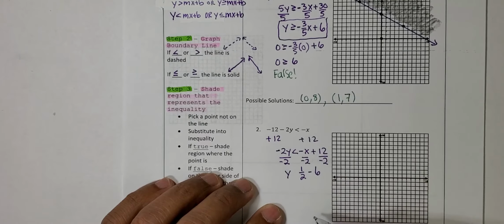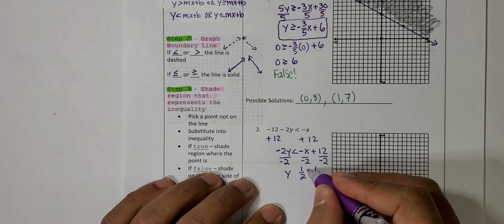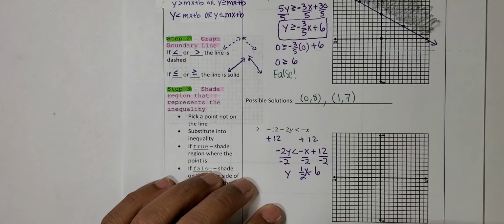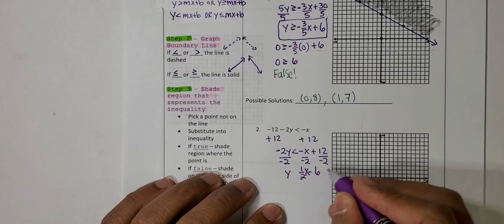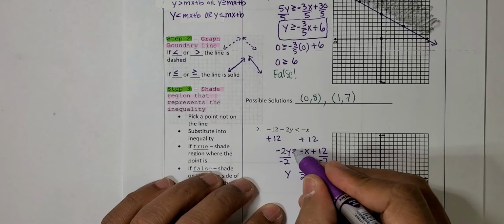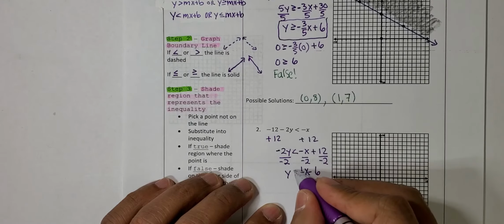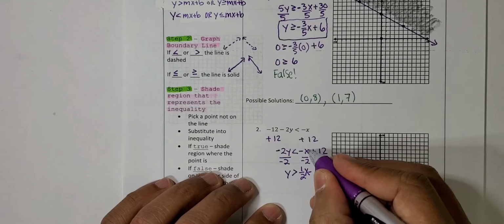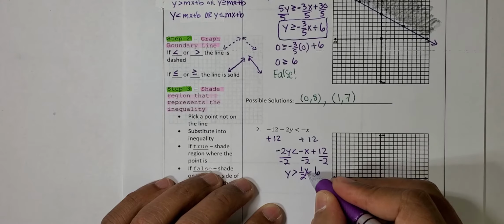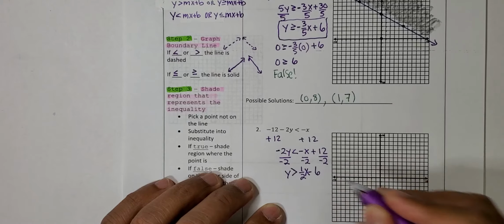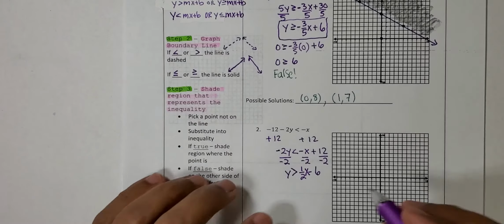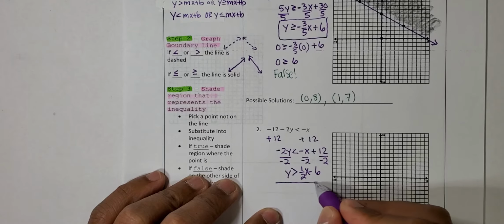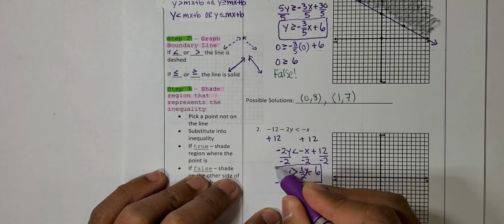Now, there is an x here. The slope is 1/2. The y-intercept is (0, negative 6). This is going to get switched. Instead of less than, now it's going to be greater than. Why? Because x went to positive now. It's not negative anymore. I hope you guys remember this. So this is the inequality that we are going to graph.